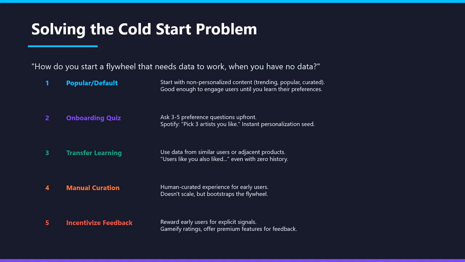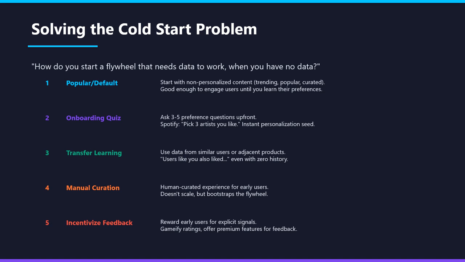And solution 2, onboarding quiz. Ask 3 to 5 preference questions upfront. Spotify asks you to pick 3 artists you like, right? Netflix asks you to rate a few shows. This gives you an instant personalization speed without waiting for behavioral data.